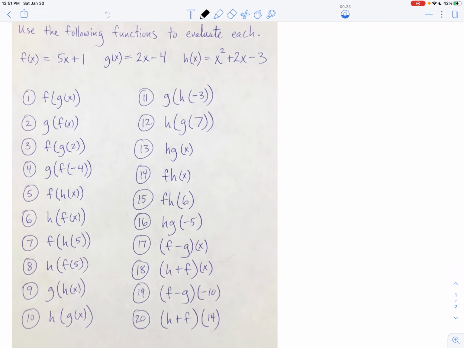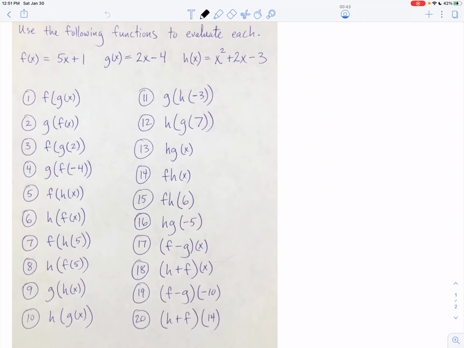Problem number 1, 2, 3, 4, 5. All of those are what we call composite functions. I wanted to do this separately because sometimes people get multiply confused with composite. So this one is going to focus on that.